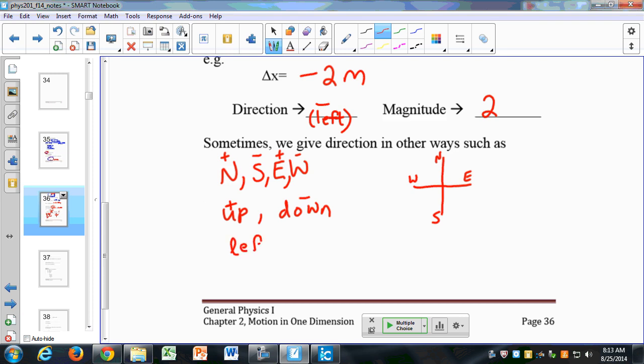Up and down is positive and negative. Left, right is negative and positive, right? So that's in our right-handed coordinate system. And as I said, in the next chapter, we'll use angles to express direction. We'll also use vector notation, IJK notation, which we'll define later. All right?